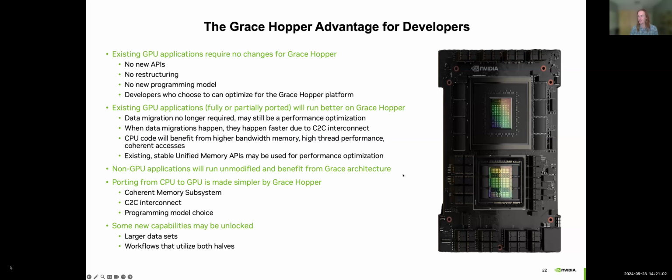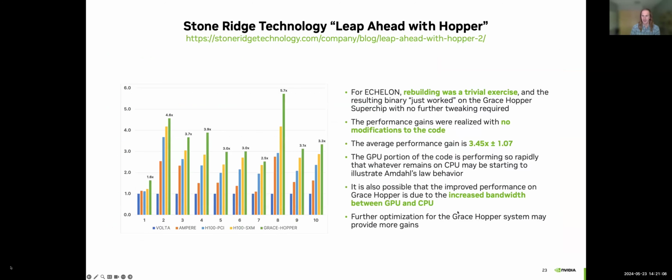I will dive into that more as we go along. I'm starting at the top and I'm working down. Now, I said I wouldn't give a lot of application numbers, so this is one of like 4 or 5 I'll show. The key here is this was a third-party application, a reservoir simulator from Stone Ridge called Echelon, where they wanted to try it on a variety of different NVIDIA GPUs. They also tried it on the Grace Hopper.